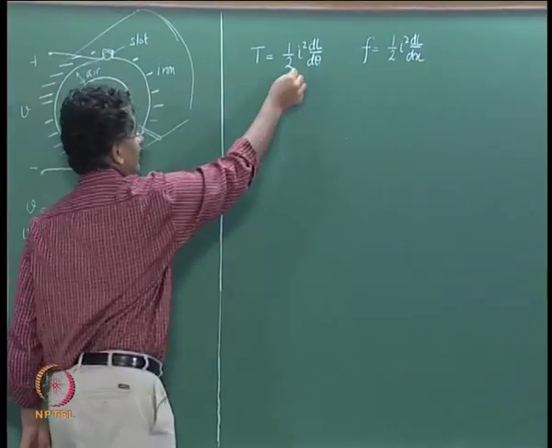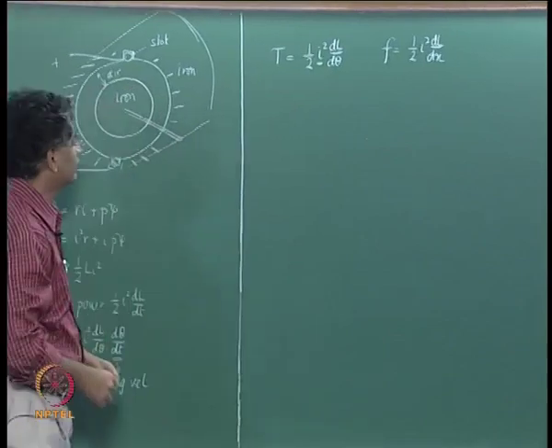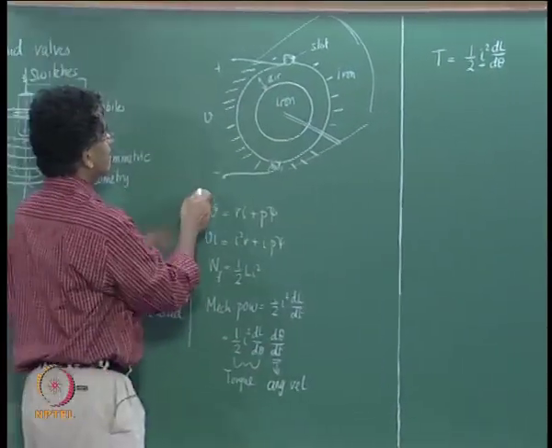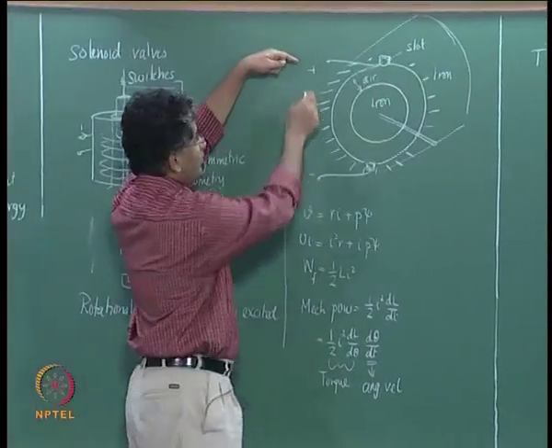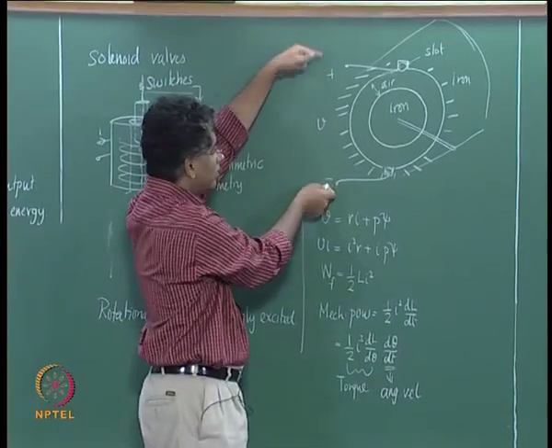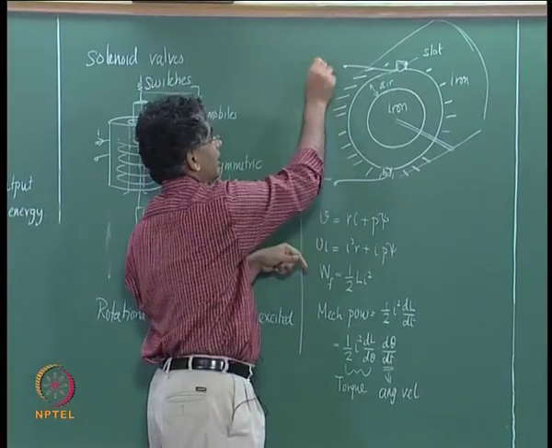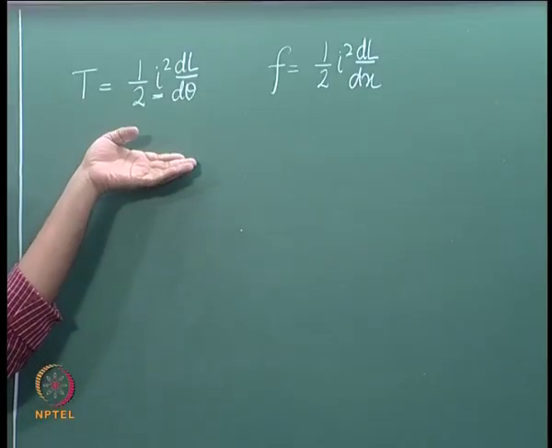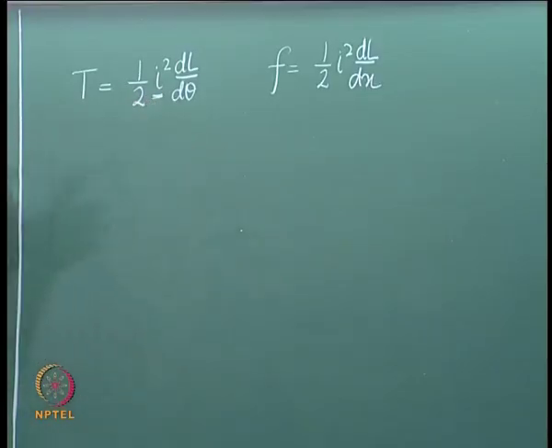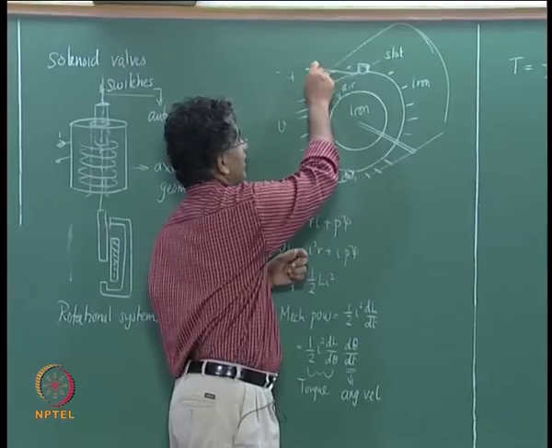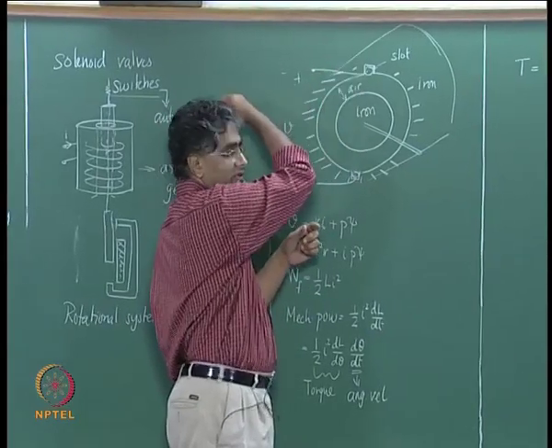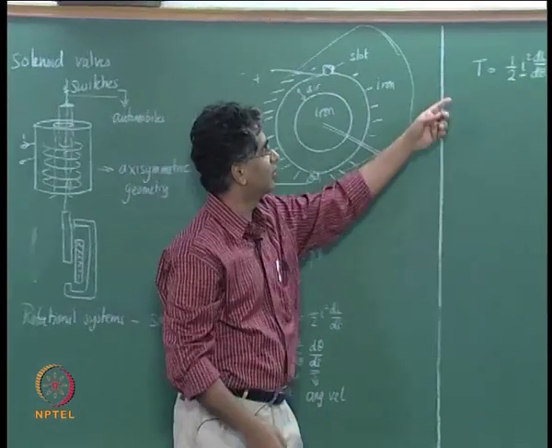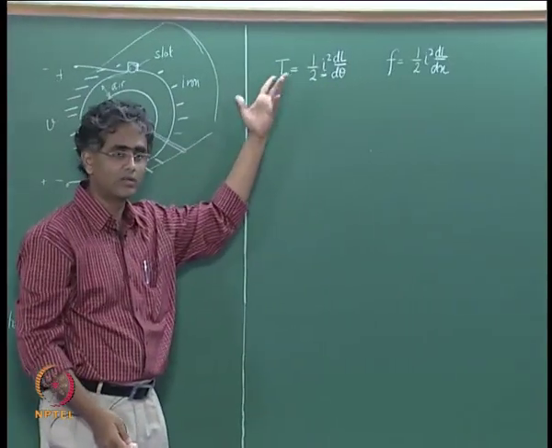Now since you have I squared here, it means that whether you excite this system with plus here and minus here, or you reverse it and say plus here and minus here, it is immaterial as far as this expression goes, because you have I squared. So whether this current is greater than 0 or less than 0 where it is coming out, the developed torque will always be greater than 0.